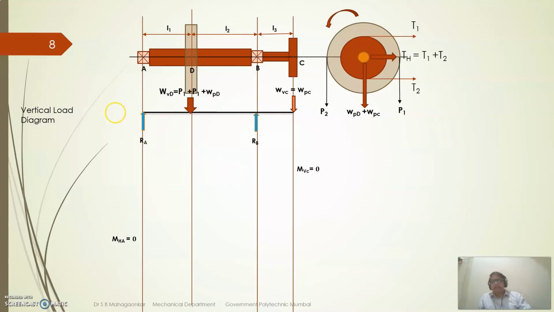And the second thing is the direction. Whatever direction you have taken, here I have taken it in the upward direction. So if you get RA as negative, it means the assumed direction is wrong, and I have to make it in the downward direction. That's all. The magnitude will not change, it remains the same. Positive means upward direction, negative means downward direction. Okay, so we have to find RA and RB.